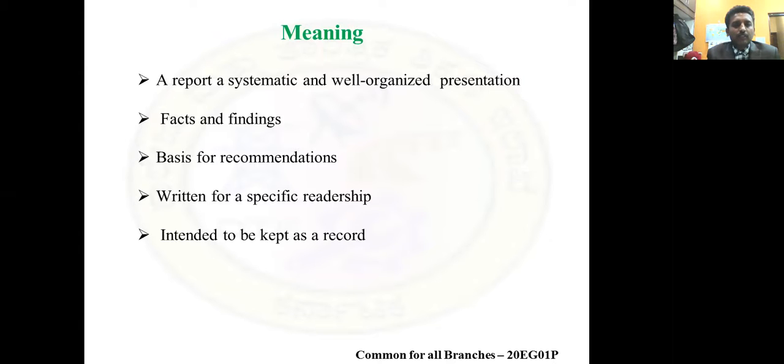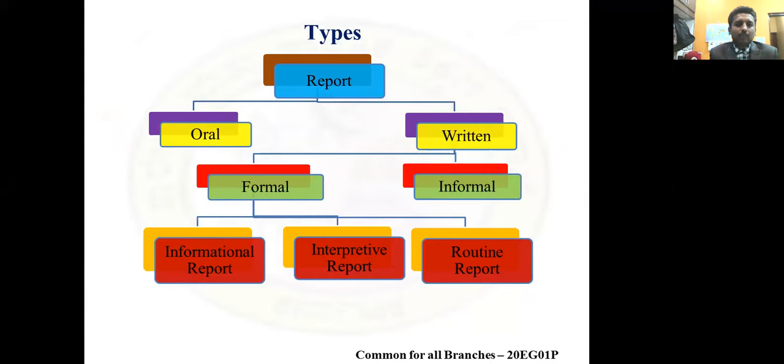So let us look at the types of reports. A report is broadly classified into two, oral and written. Oral is a piece of face-to-face communication about something seen or observed. It is ephemeral unless recorded.